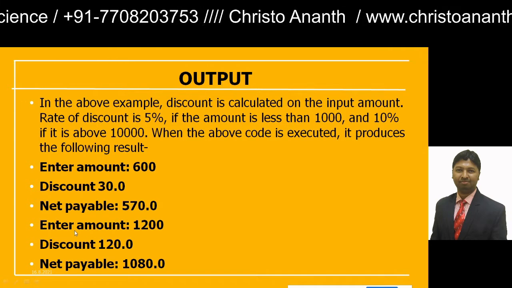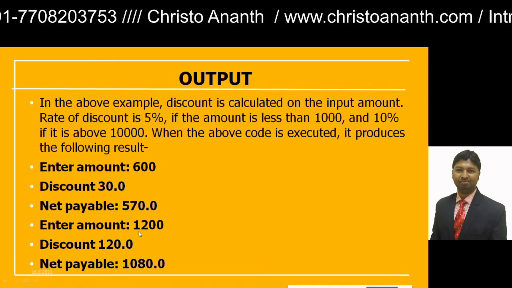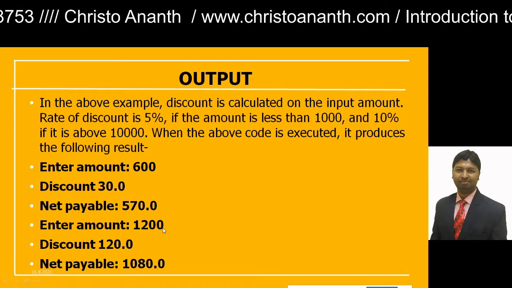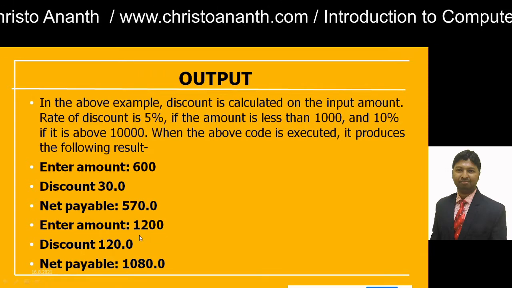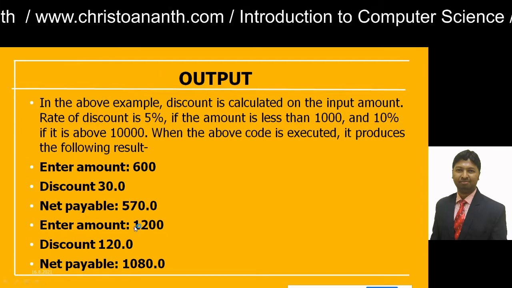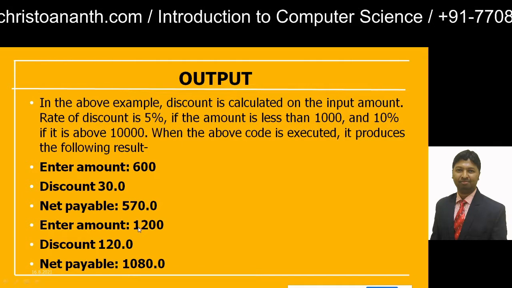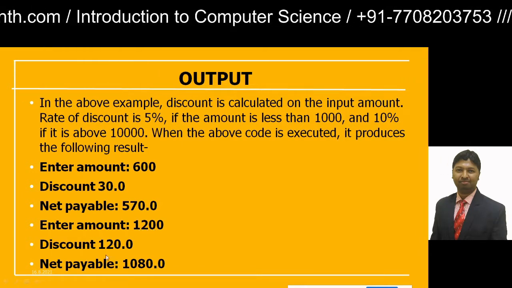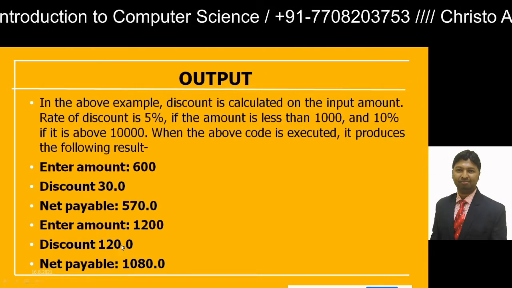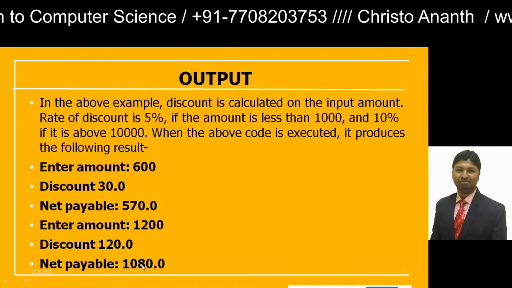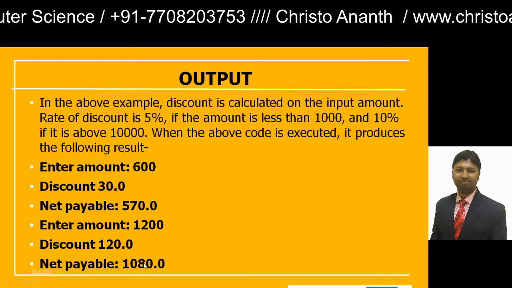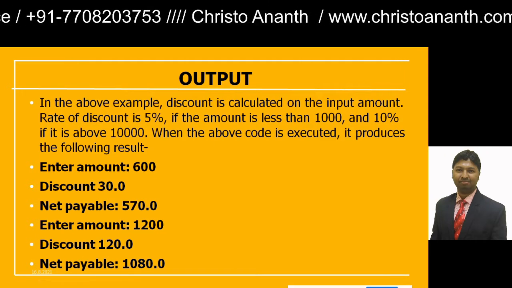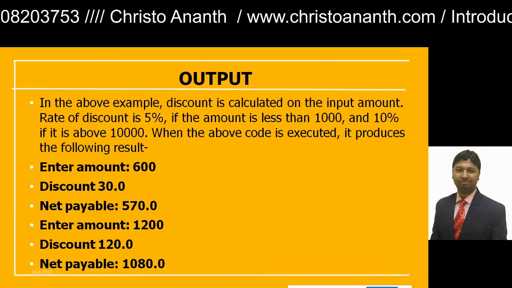Similarly, if you enter the amount as 1200, it is greater than 1000, so the discount is a 10% discount. So 0.10 into 1200, you get 120. So 1200 minus 120 gives 1080. This is how you calculate the discount with the if-else statement.